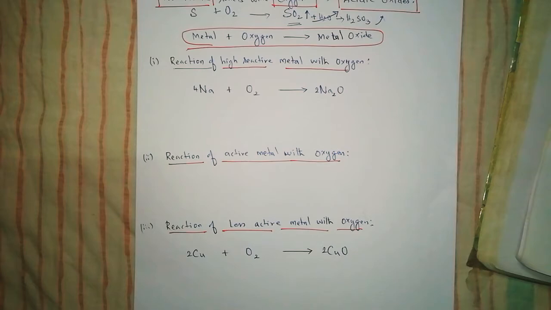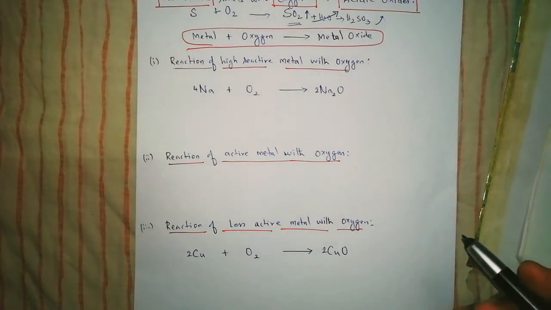If you watch carefully, the most reactive metals are there, like potassium, sodium, calcium and all. And when you come back to magnesium, aluminum and all, they are a little less reactive. When you come to the last ones, like copper, mercury, silver and gold, they are even less reactive metals. Okay, let's start with how they react with oxygen.